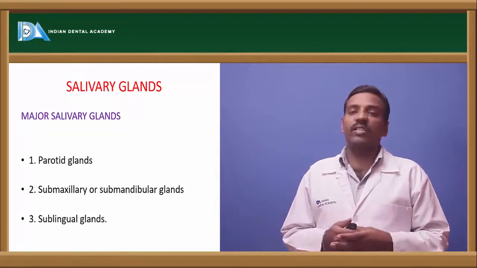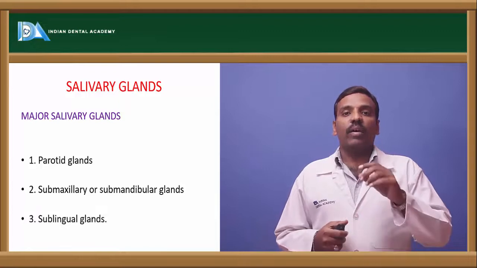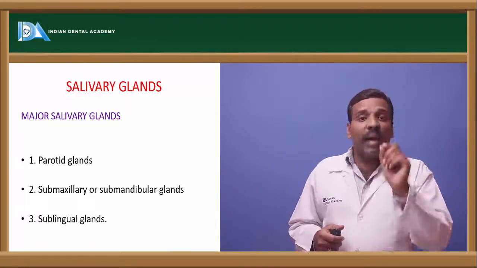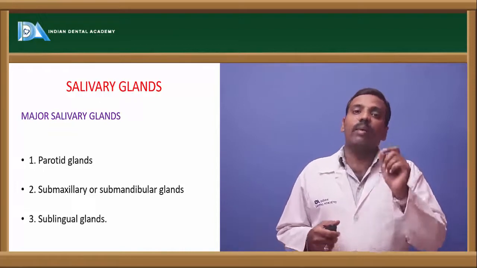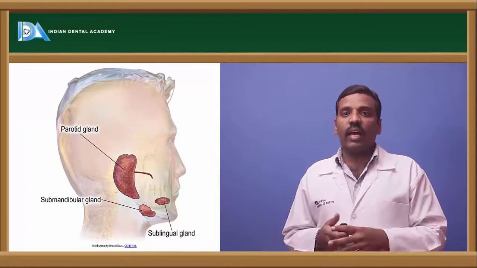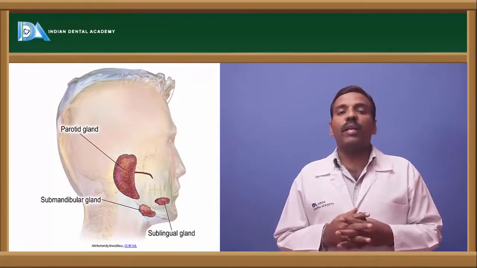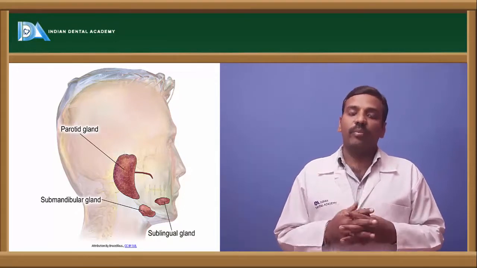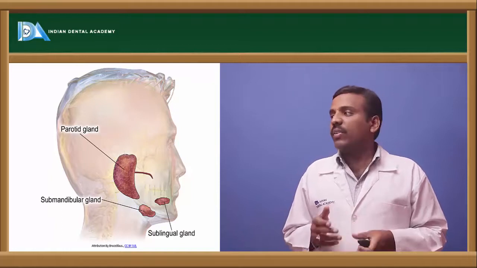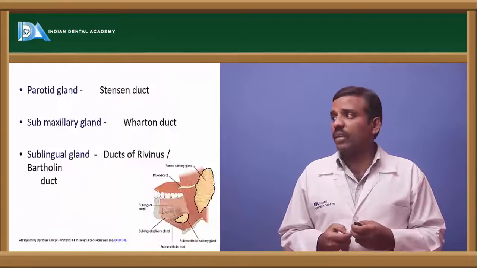If you see the major salivary glands, there are three types: the parotid gland, the submaxillary or submandibular gland, and the sublingual gland. Three types of glands are present. If you see this diagram, we'll come to know where the parotid glands, the sublingual glands, and the submandibular or submaxillary glands are present.